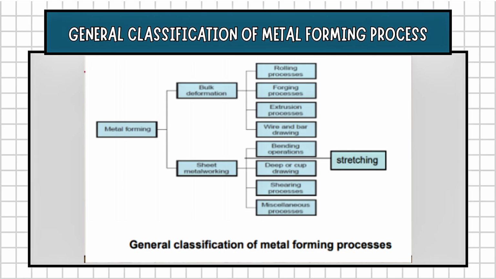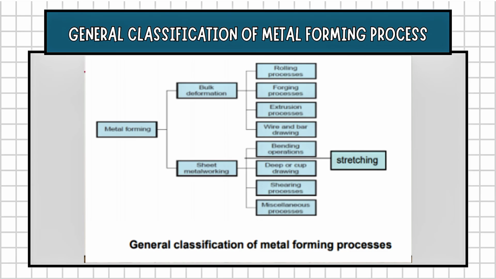Sheet metal working deals with thin sheets, usually only a few millimeters thick. The deformation here happens mostly across the surface, with very little change in thickness. The first process here is bending. This is when we apply force to the sheet to create angles, curves, or channels. You see this in automotive body parts, brackets, enclosures, and a lot of everyday metal components.